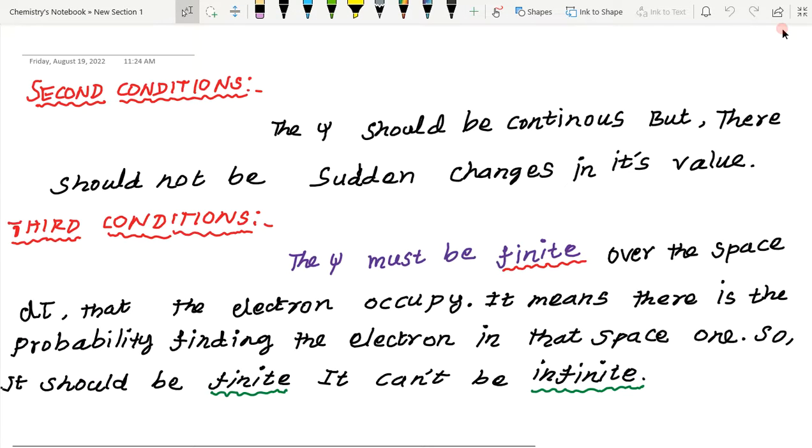Second condition, the psi should be continuous, there should not be sudden changes in its value. Third condition, the psi must be finite over the space that the electron occupies. It means the probability of finding the electron in that space is 1, so it should be finite, it can't be infinite.